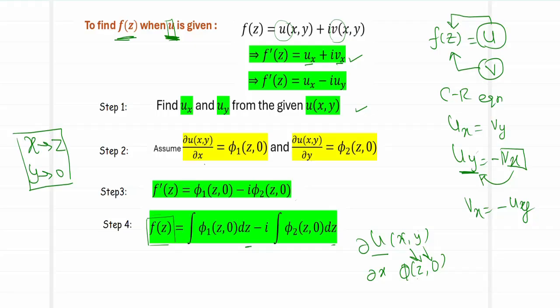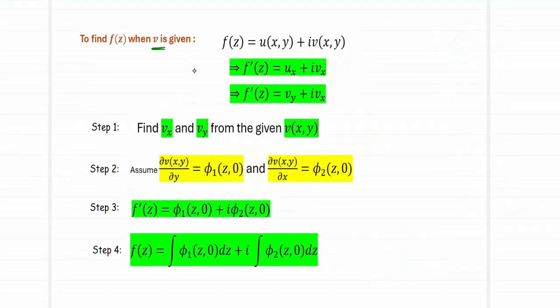Now, what is the case when v is given? The same process can be carried out with respect to v. What is our CR equation? ux is equal to vy and uy equal to minus vx. Instead of differentiating with respect to x, what I do is replace the values of u in terms of v, because v is the value known to me. So what will my ux be replaced as? ux will be replaced as vy. And what is this vx?